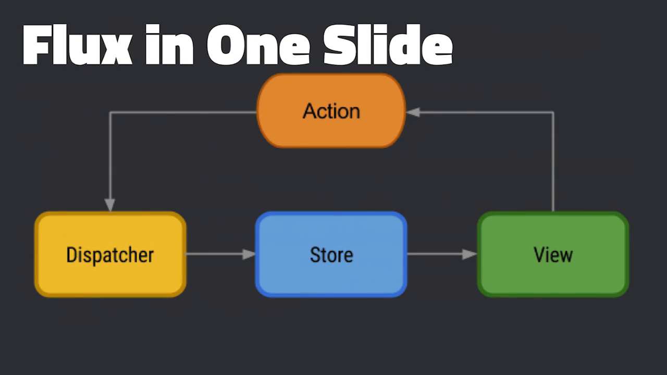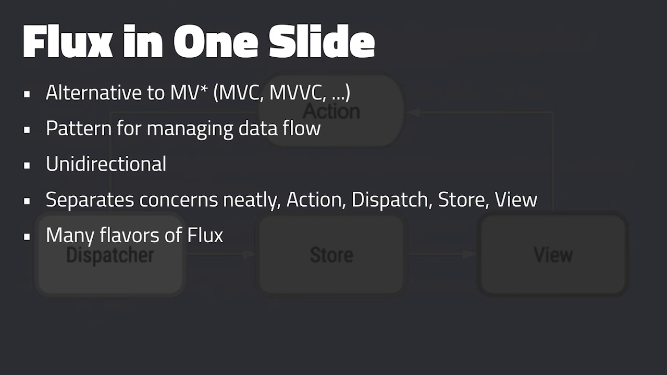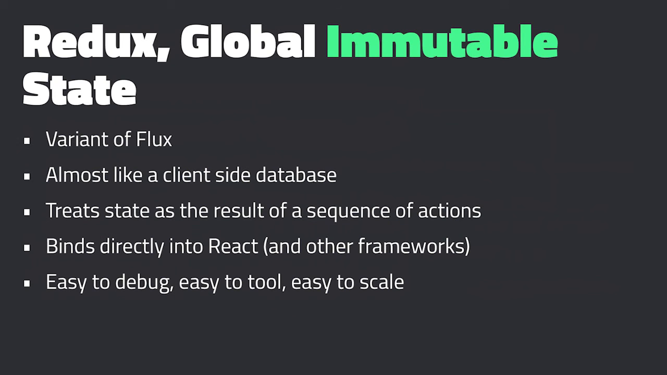So Flux in one slide, basically you have the concept of these actions. They trigger a dispatcher, which triggers a store, which updates your React view. And it's a one-way data flow. It's pretty easy to reason about. It's an alternative or parallel to MVC or MVVM or any of those patterns. It's unidirectional, and it separates concerns really neatly, and there's a bunch of different flavors.